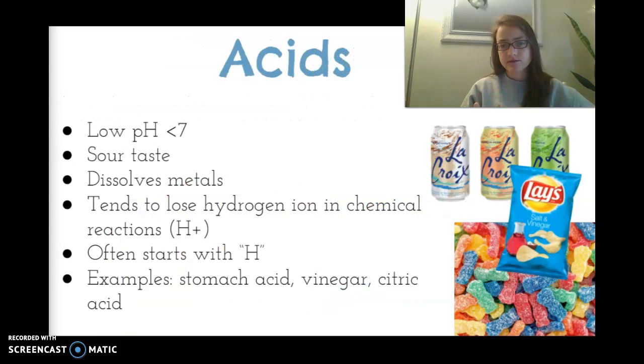So acids, some of this is reiteration from the video, tend to have a very low pH. Their pH is going to be less than 7, because 7 is a neutral pH. They're going to taste sour and they can actually corrode or dissolve metals. And they tend to lose a hydrogen ion in chemical reactions.